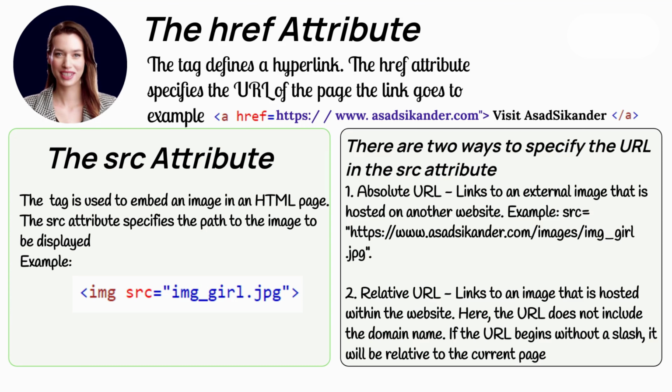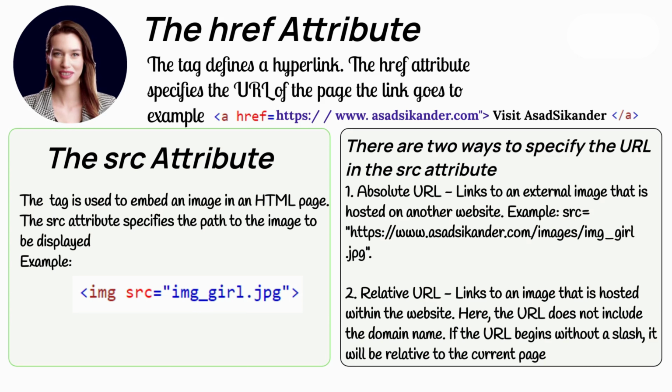The src attribute. The <img> tag is used to embed an image in an HTML page. The src attribute specifies the path to the image to be displayed. There are two ways to specify the URL in the src attribute. Absolute URL links to an external image that is hosted on another website. Relative URL links to an image that is hosted within the website.